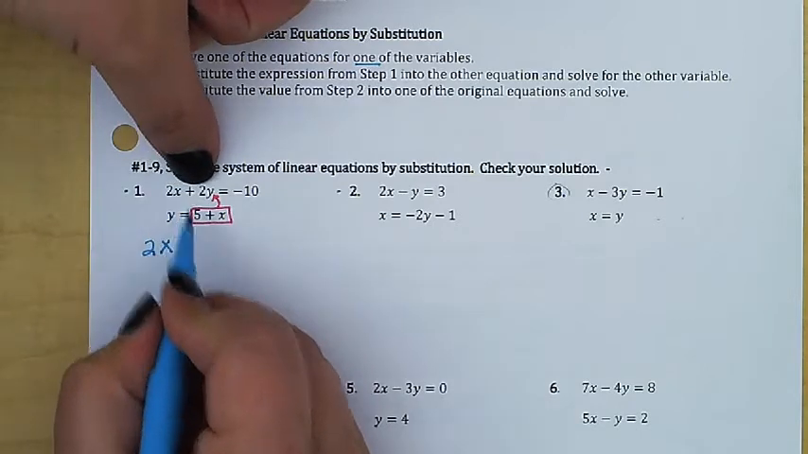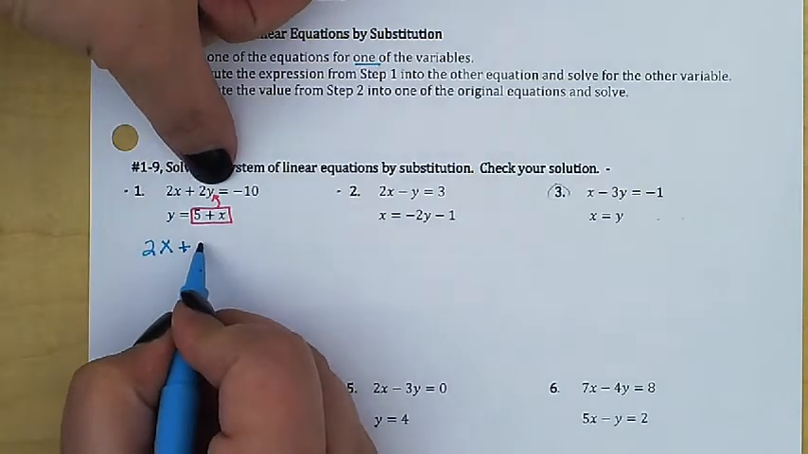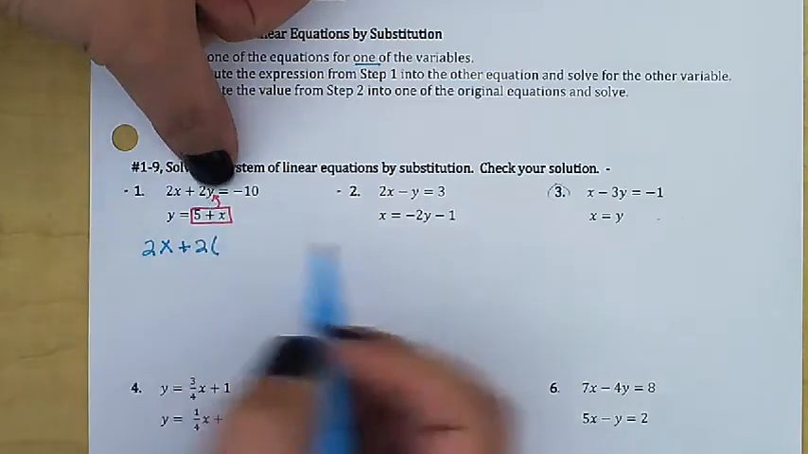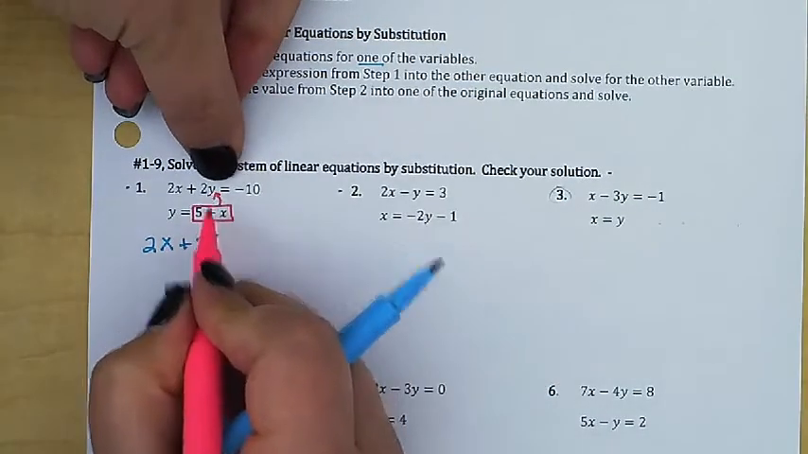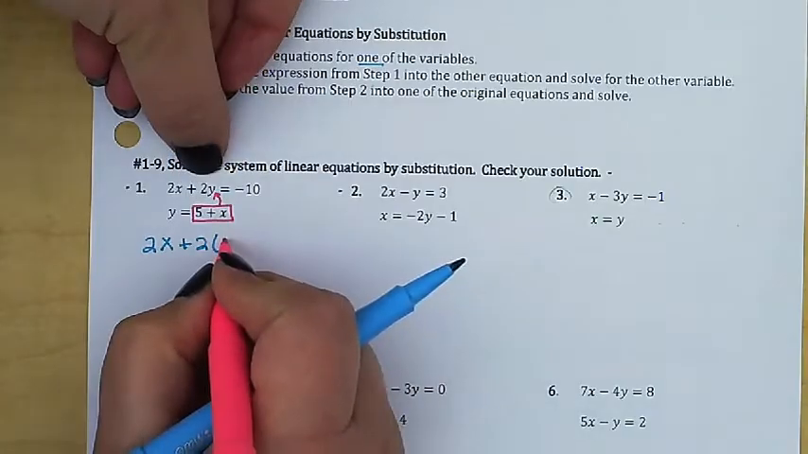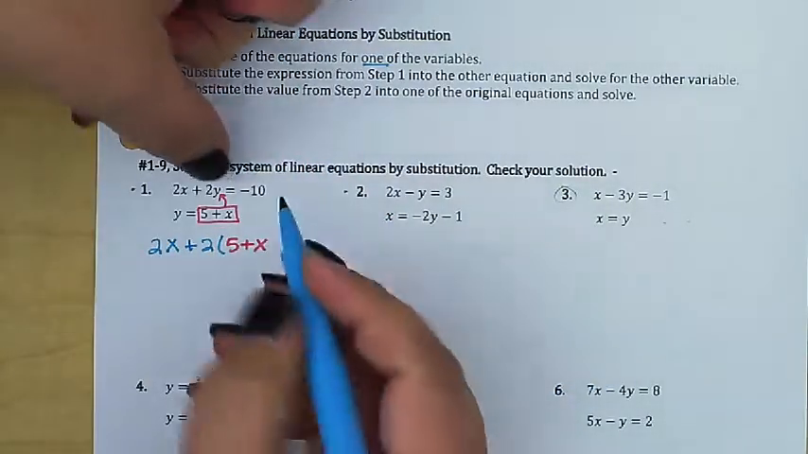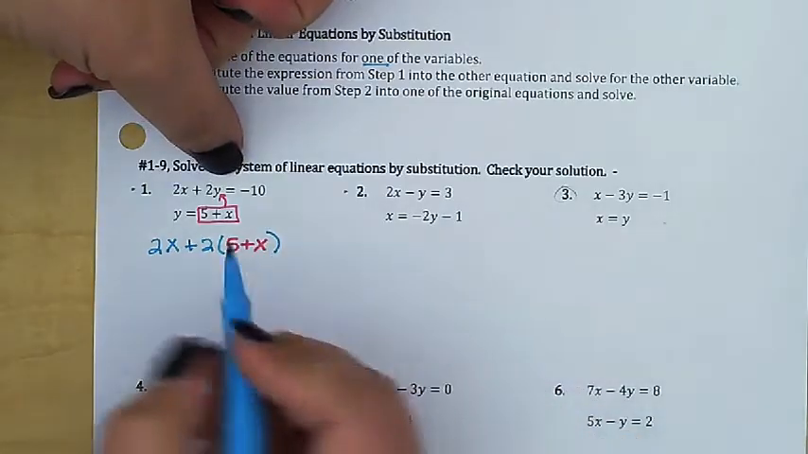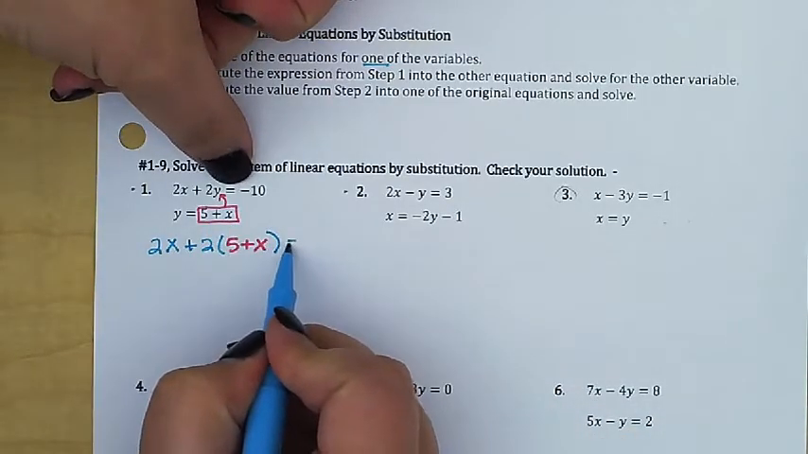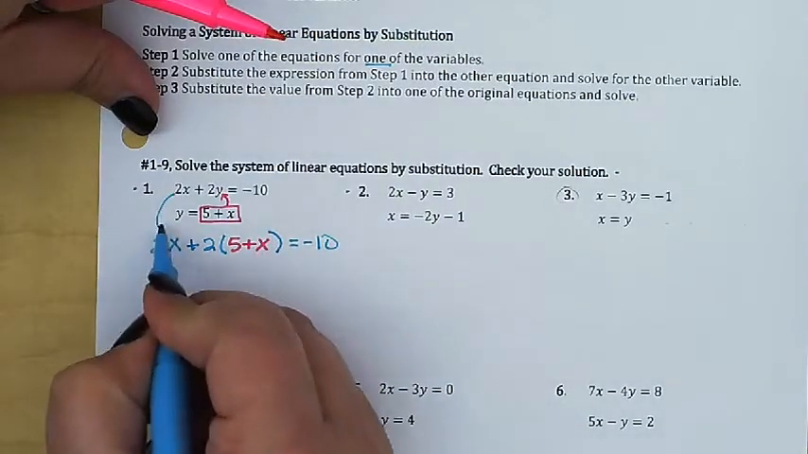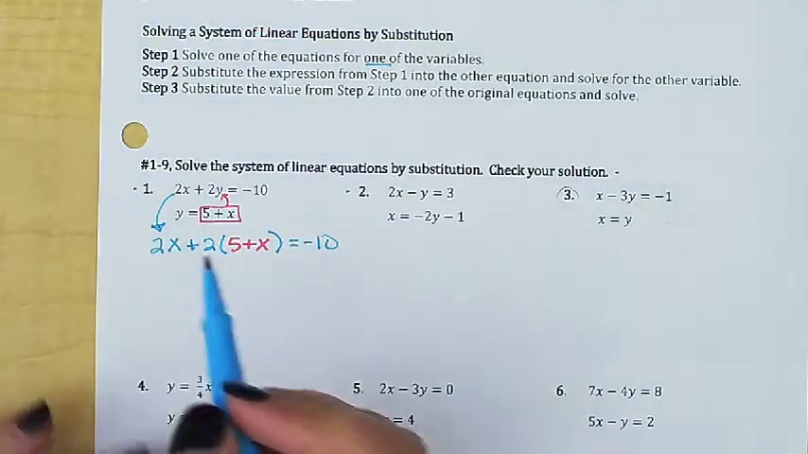So I've got 2x plus 2y. And the only change I'm going to make is that instead of writing a y in that spot, I'm going to insert that 5 plus x in there, or substitute or plug it in, however you want to think of it. And then everything else stays the same, equals -10. Okay, so I've taken that top equation and I've rewritten it.